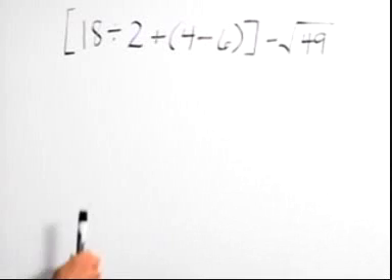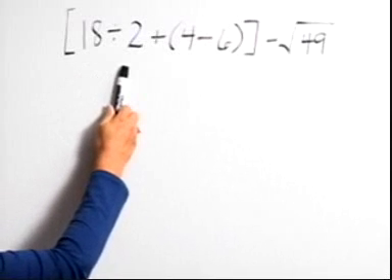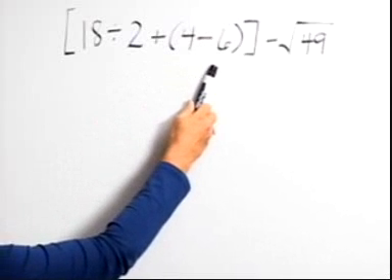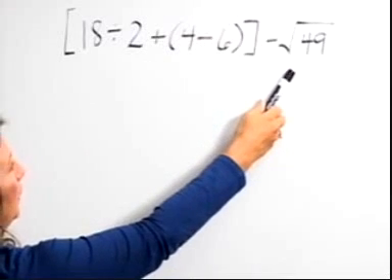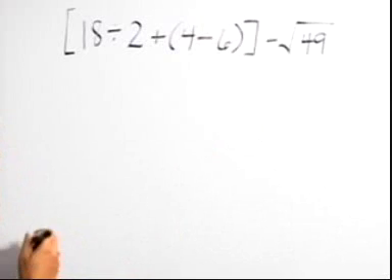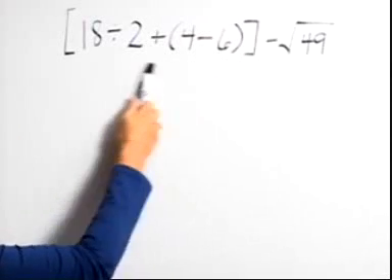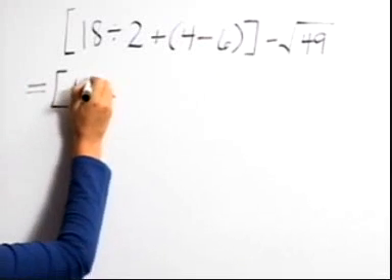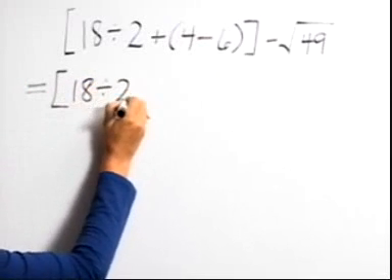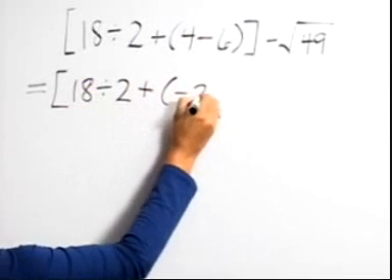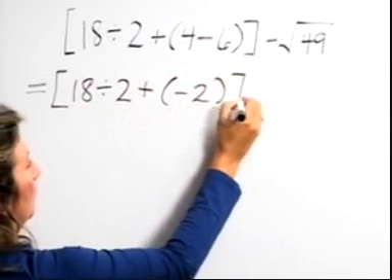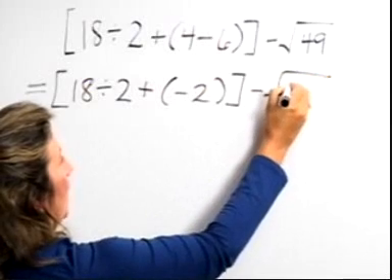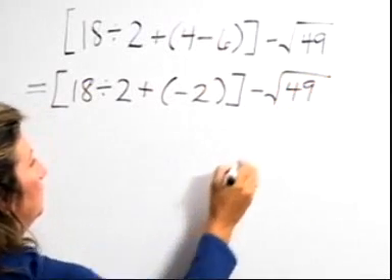We're going to simplify 18 divided by 2 plus 4 minus 6, subtracting the square root of 49. We'll begin by doing the parentheses inside the brackets. That gives us 18 divided by 2 plus a negative 2, minus the square root of 49.